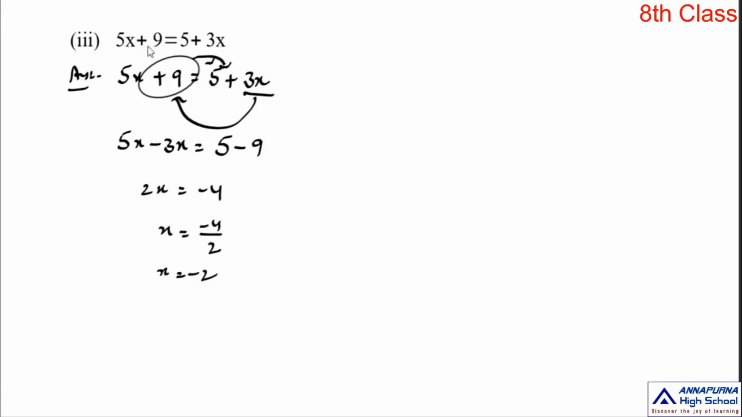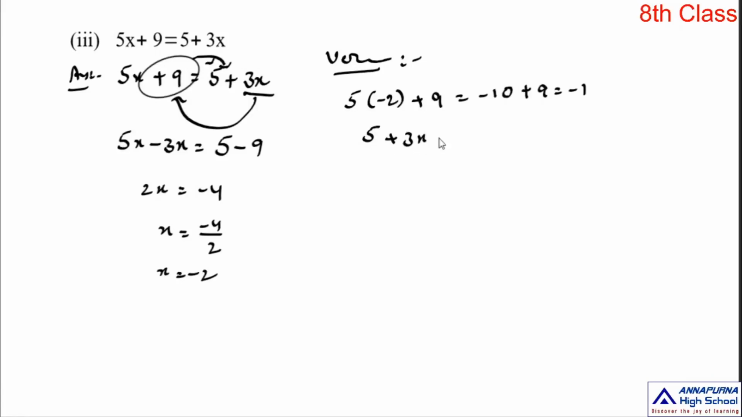Now substitute this x value on the left side and the right side. Verification. First substitute this x value in the left side. Here the left side is 5x plus 9. So x is equal to minus 2. So 5 into minus 2 plus 9. 5 into minus 2 is minus 10 plus 9, which is equal to minus 1, and the right side part is 5 plus 3x, so it is equal to 5 plus 3 into minus 2, which is minus 6. So 5 minus 6 is minus 1. The result is the same. So this is the required solution of the given equation.